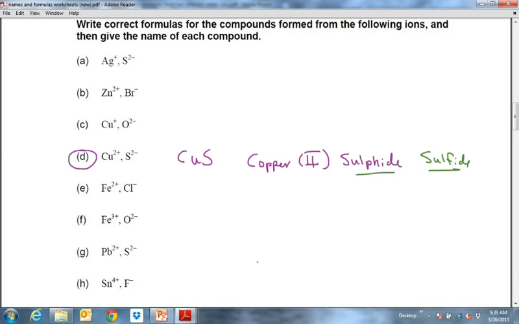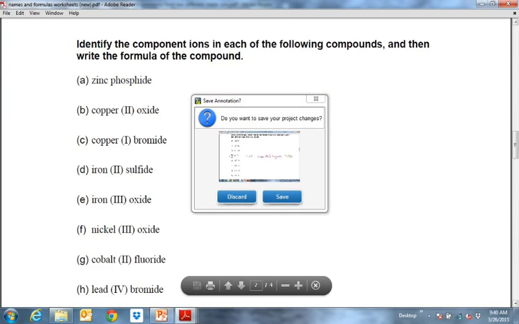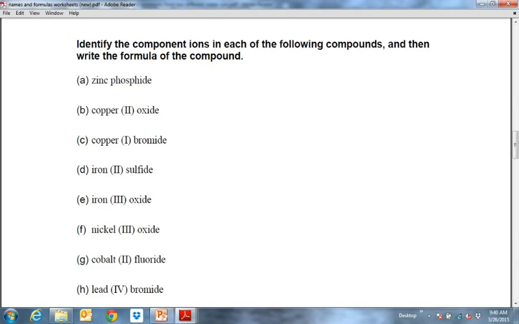Now, how do I say this? On your test, I would write the component ions, just like you're supposed to do for this. On your test, I'm going to do both of these. I'm going to give you the formula and ask you to name it, like we just did with copper 2 sulfide. And I'm also going to give you the name and ask you to write the formula. So I would always write the component ions next to it.